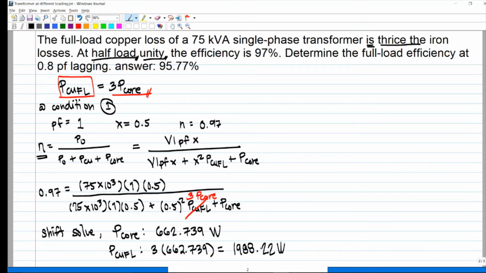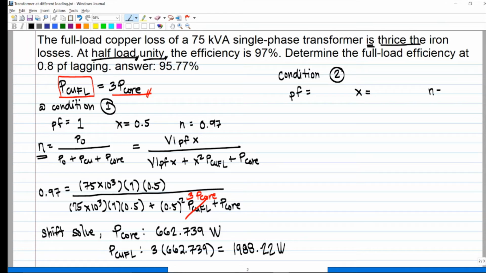So, ito yung purpose ng condition number 1 natin. Makuha natin kung ano yung full load copper loss. Dito sa condition number 2, ang sasagutin na natin is the unknown, o kung ano ang tinatanong sa problem. So, at condition number 2, sabi nga natin before tayo mag-proceed sa solution ng N, i-list down muna natin ano ba yung power factor na gagamitin and ano ang loading na gagamitin natin.